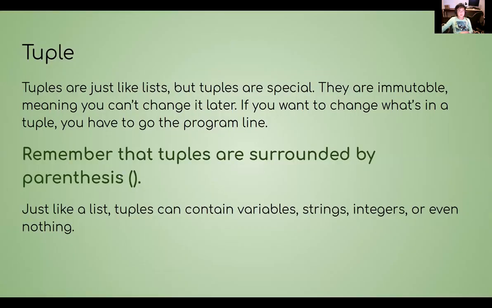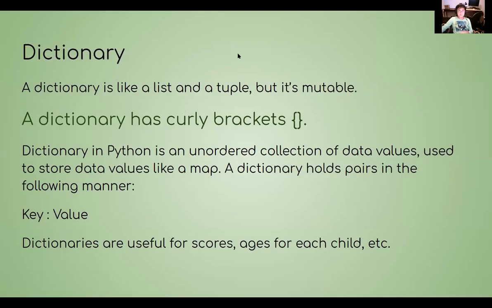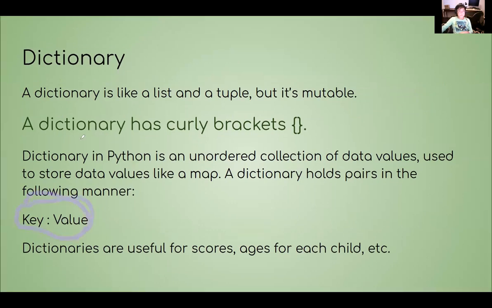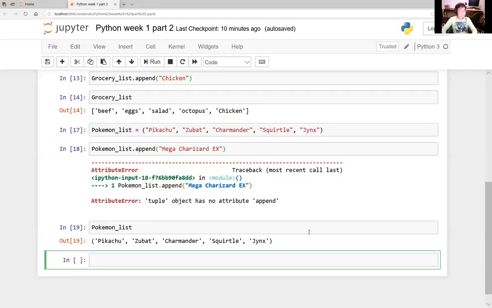On to the last container, a dictionary. A dictionary is like a scorebook. It's always going to be in this form. One very important thing to know about a dictionary is that it has curly brackets. All right, so let's go to Jupyter Notebook.